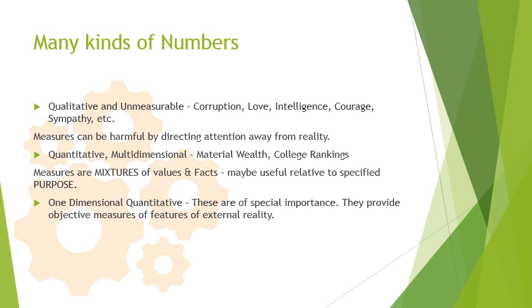The one case in which numbers are actually correctly describing external reality and not mixing it with values is when you have a one-dimensional quantitative object. So for example, how long does a person live? This is a number which is objective. It doesn't have my values. These numbers, the one-dimensional quantitative numbers, are very important because they provide objective measures of external reality. And these provide anchors on which we can build solid analyses.